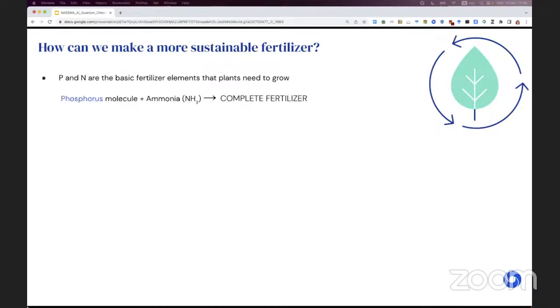So something that industry does is they take a molecule that contains phosphorus and they mix it with ammonia, because ammonia is a molecule that contains nitrogen. They bring them together and they produce a complete fertilizer that then they give to plants. The country we are in today has the biggest phosphate rock natural reserve in the world, which means they have the main ingredient for this complete fertilizer, because nitrogen and hydrogen for ammonia, you can get them from the air we breathe. So Morocco is one of the biggest fertilizer producers in the world.